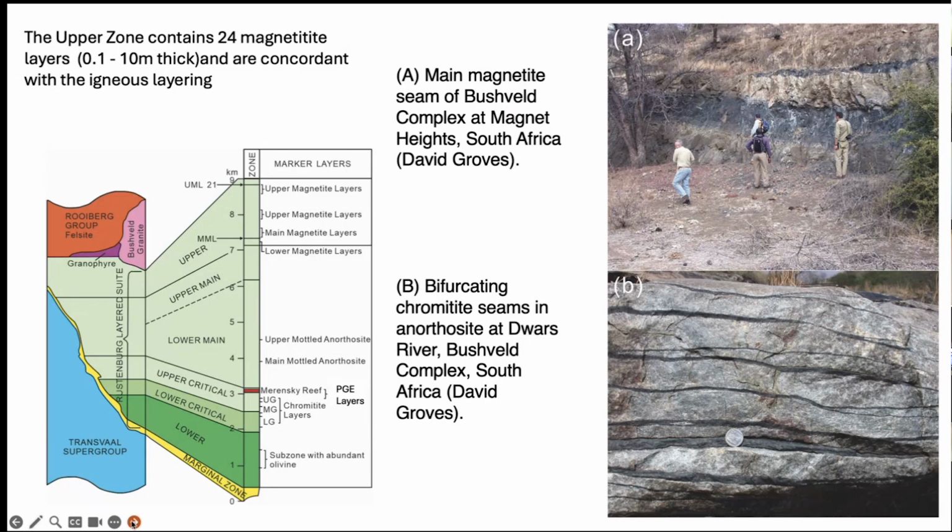So your book spends a fair amount of time talking about this, mainly because one of the co-authors is in here. Not sure, I think that's probably him, Groves. And these are chromitite and anorthosite in the Bushveld, but the upper zone contains 24 magnetite layers that are concordant with igneous layering.